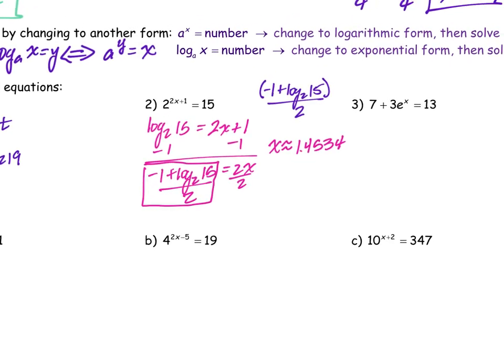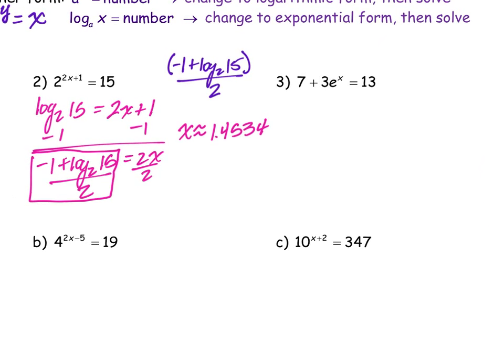And then the last one, I need to get the exponent by itself before I switch it to exponential form. So this one I actually have to do stuff to it first. So I'm going to subtract 7, and I get 3e to the x equals 6. Then I'm going to divide by 3, and I get e to the x equals 2. So rewrite it, right? So I've got log base e of 2 equals x.